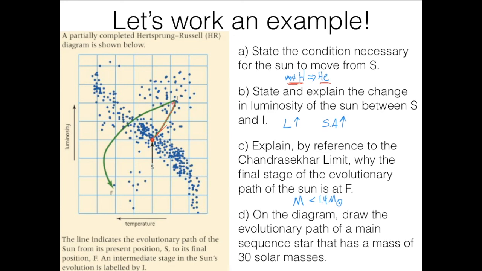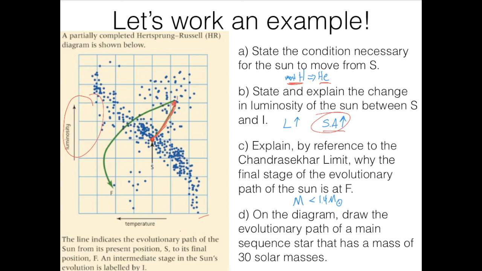Okay. Next says, state and explain the change in luminosity of the sun between S and I. Well, you can see on the graph over here that the luminosity is going to increase. The reason why the luminosity is increasing is, of course, because the surface area is increasing. The temperature is actually going down, so it does require a significant increase in the surface area. And we saw that picture of a supergiant versus the solar system, right? So it's a huge increase in the surface area of that star.